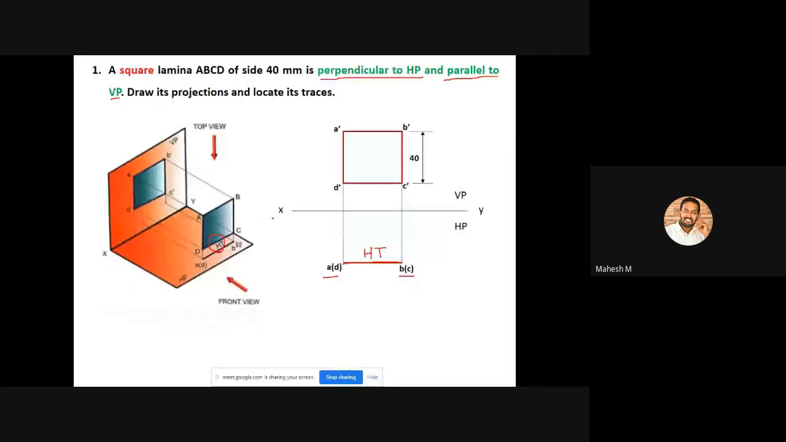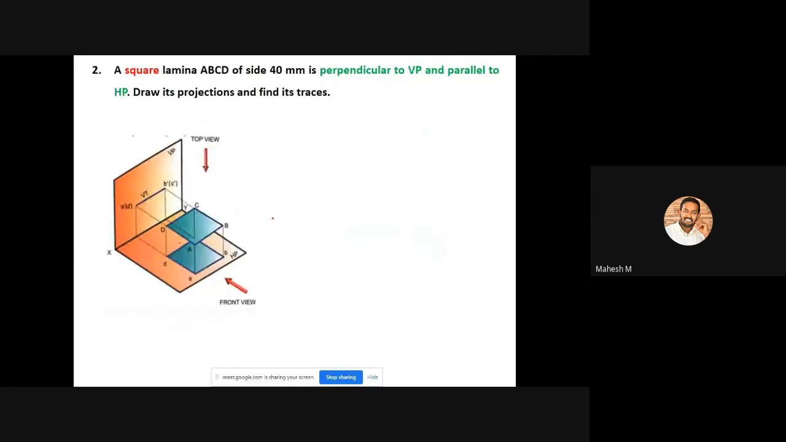Okay, no doubt, I think. So the second problem is directly opposite to the first problem. That means here it is perpendicular to VP and parallel to HP. So the condition is the same. It is a square lamina ABCD, side of 40 mm. So the same condition, but it should be directly opposite to the first problem.